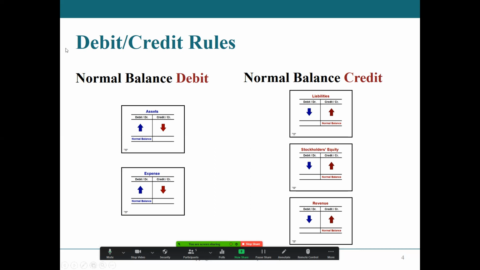So for assets and expenses and dividends, the normal balance will be on the debit side. And then for liabilities, stockholder equity, and revenue accounts, the normal balance will be on the credit side.